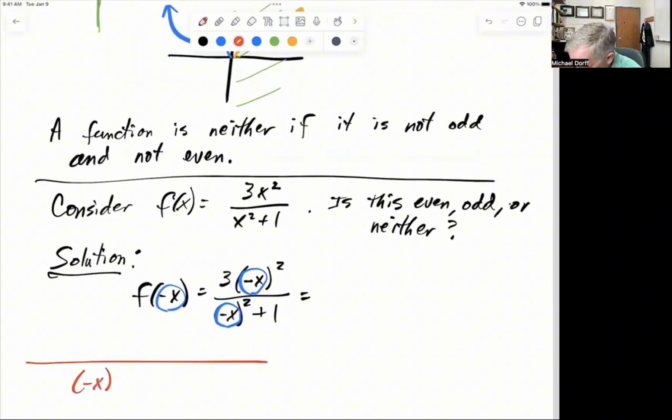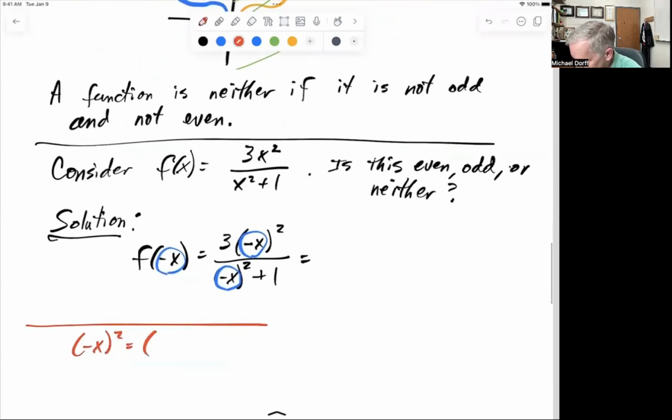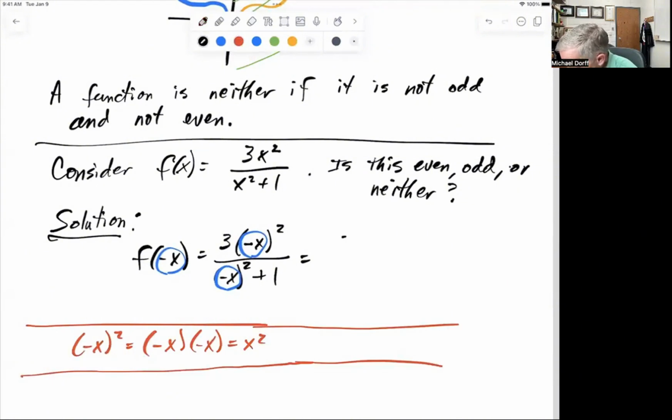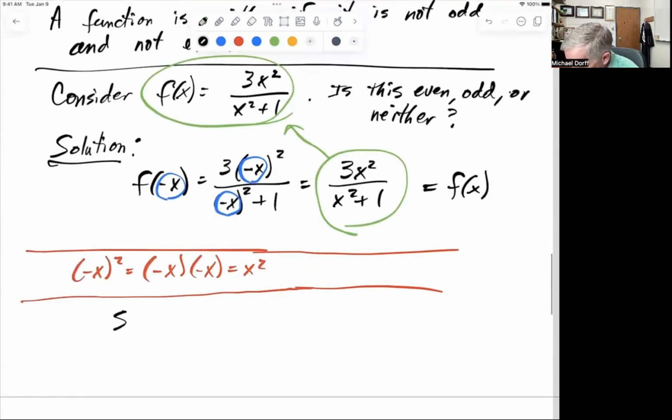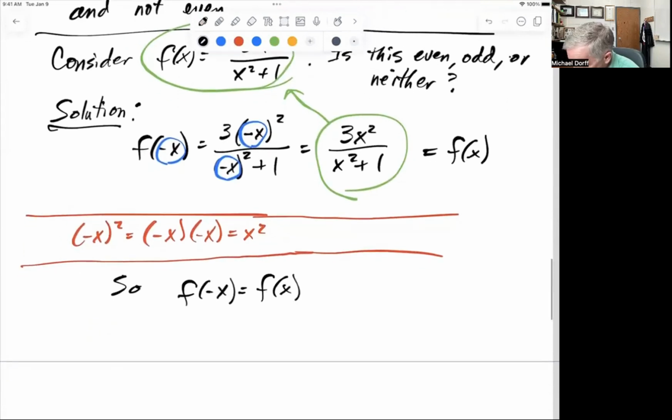What is negative x squared? We did that earlier, but let me do it again. It's negative x times negative x. The two negatives cancel each other out, and I just get x squared. So in this case, I'm going to get 3x squared over x squared plus 1. Now that's the same thing as what we started with. This is equal to that. So that means this is equal to f of x. So we have f of negative x equals f of x, and that means f of x is even.